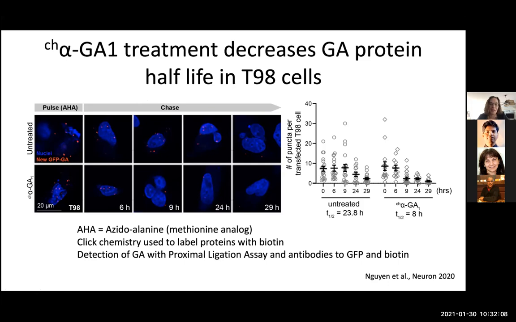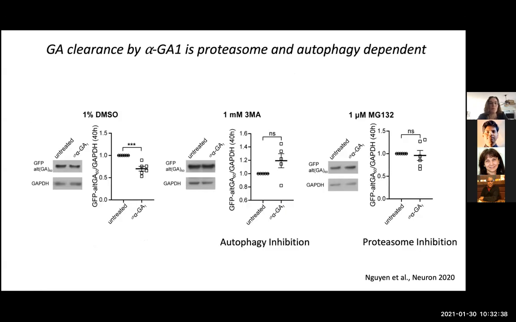You can see it's like a pulse-chase experiment, and you can see in untreated cells, the half-life of the proteins is about 24 hours. And in the antibody-treated cells, the half-life of the protein is 8 hours. So the treatment with the GA1 antibody really decreases the half-life of the GA protein.